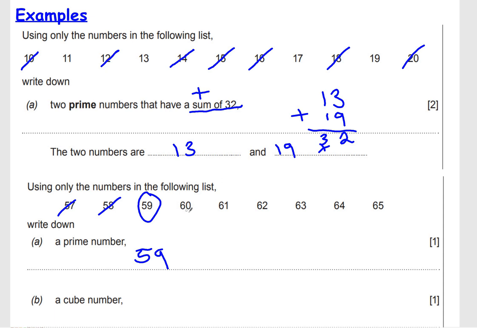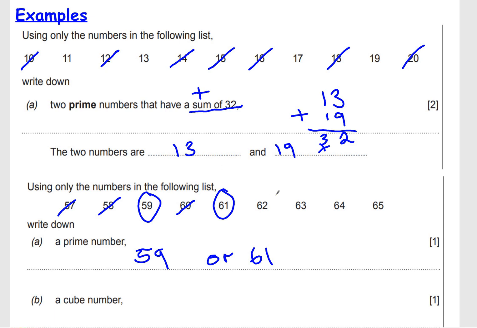60 is an even number, so it's divisible by 2. 61, again, 6 add 1 is 7. 7 is not in the 3 times table, so it's not divisible by 3. It's ending in a 1, so it's an odd number, so it's not divisible by 2. So 61, again, is not in any of the other times tables other than the 1 times tables and the 61 times tables. So 61 is a prime number.